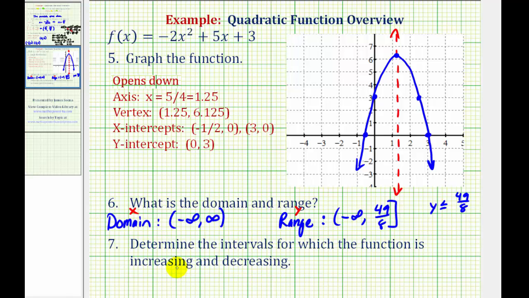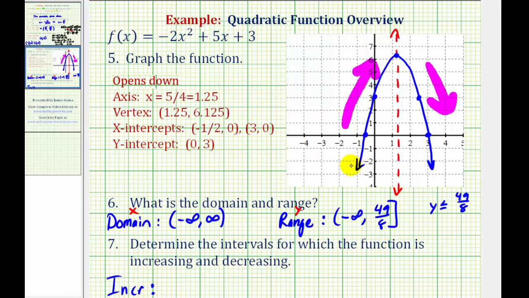And then for the last question, we want to determine the intervals for which the function is increasing and decreasing. So if you can imagine yourself as a small person walking along this function from left to right, if you're walking uphill, the function is increasing. If you're walking downhill, the function is decreasing. But it is important that we be walking from left to right. So the function is increasing on this interval and decreasing on this interval, and it changes from increasing to decreasing at the vertex.